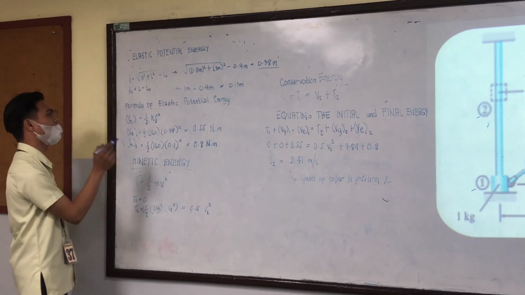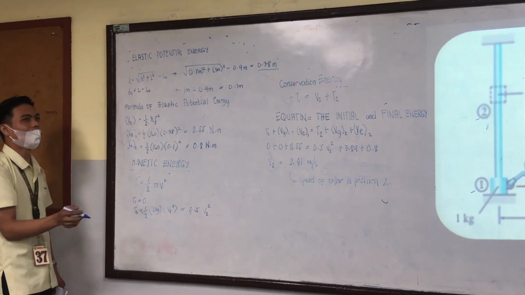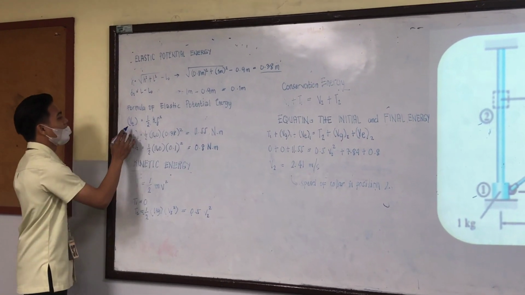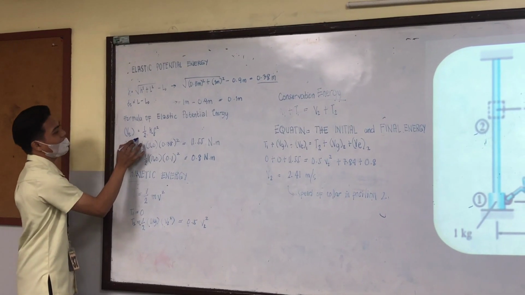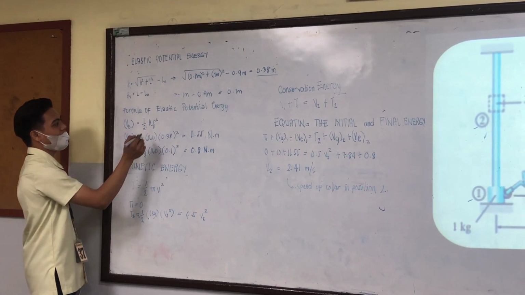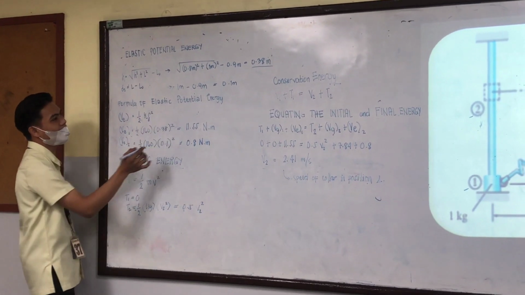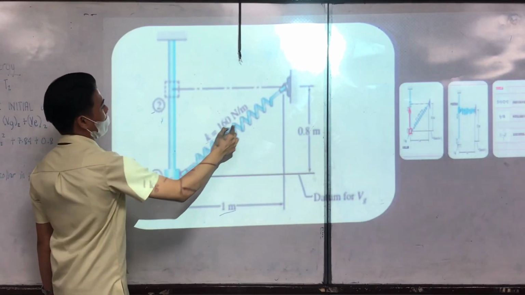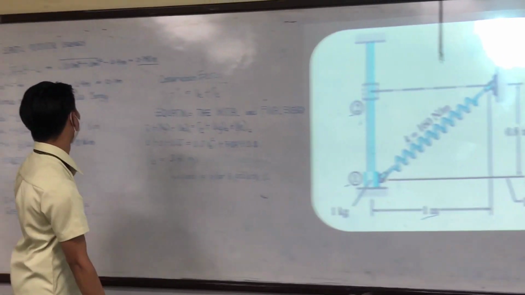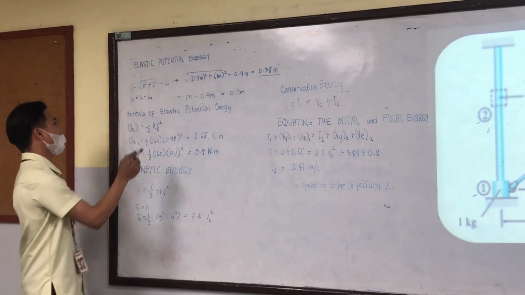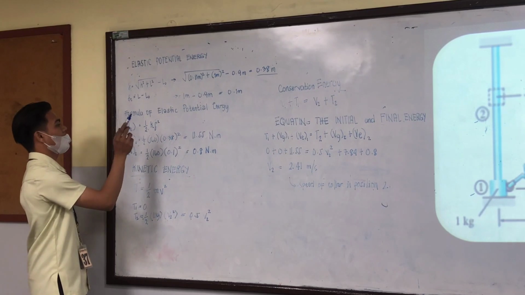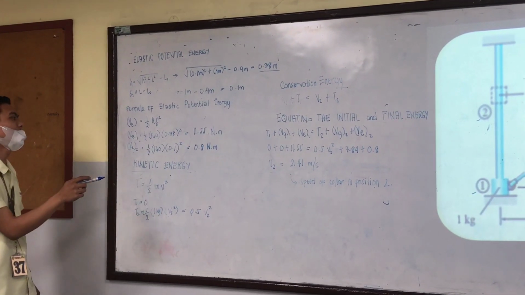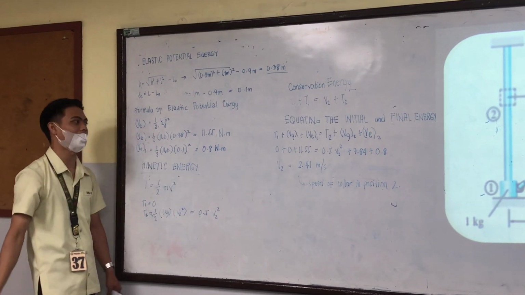Now that we have the first and second elongation, we substitute them in the formula of the elastic potential energy. So what is the formula of the elastic potential energy? The elastic potential energy is equal to 1/2 times the K, where K is the stiffness of the spring, multiplied by the elongation squared. Since there are two elongations, therefore there are two elastic potential energies.